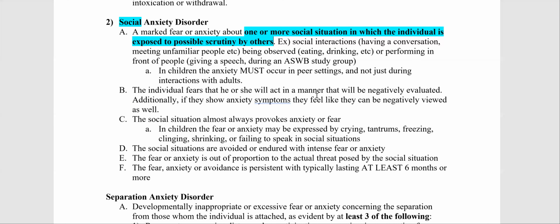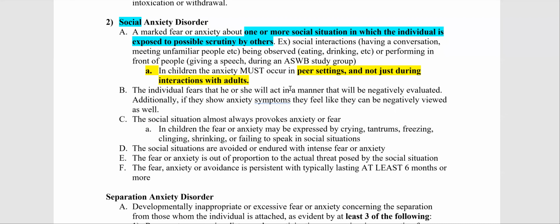So in children, the anxiety must occur in peer situations and not during an interaction with an adult. And that's super important, because of stranger danger. You're not going to expect a child to be super comfortable talking to a stranger or someone that they have never interacted with, based on the fact that it's an unfamiliar situation.